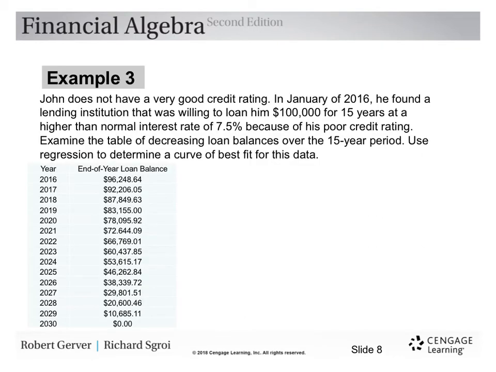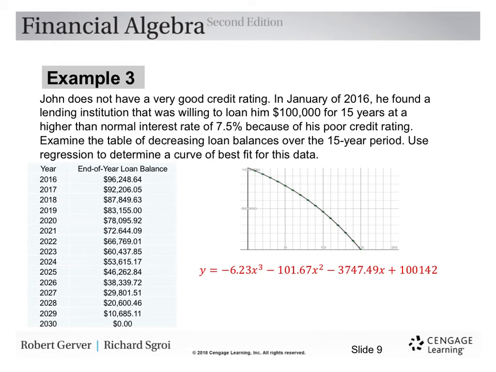So here's another example. John does not have a very good credit rating. In January of 2016, he found a lending institution that was willing to loan him $100,000 for 15 years at a higher than normal interest rate of 7.5% because of his poor credit rating. Looks like he might be purchasing a small house or something like that, or maybe land. Examine the table of decreasing loan balances over the 15-year period. Use regression to determine a curve of best fit for this data.